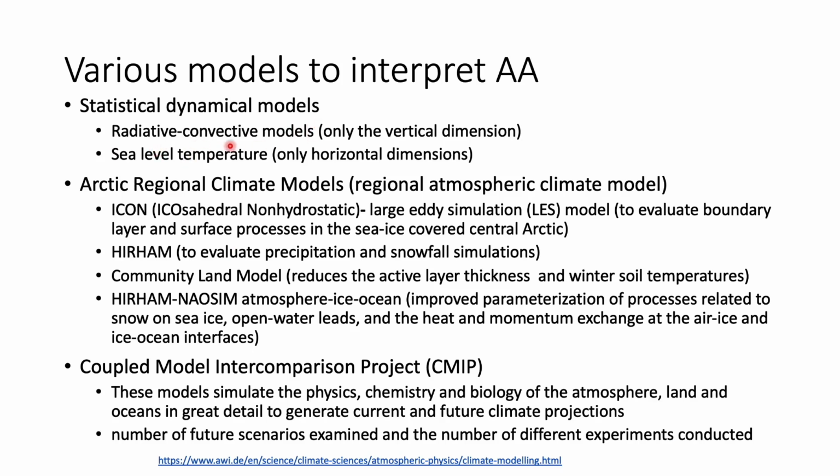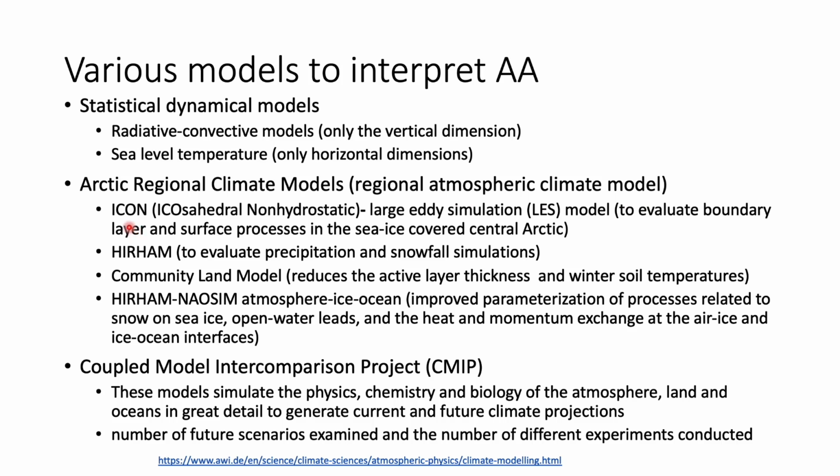So here, the radiative convective model uses only the vertical dimension, that is, vertically how much difference we have seen. And the next one is the sea level temperature model, where only the horizontal dimension is used. So these are all the statistical dynamic models. And then the Arctic regional climate model is mainly for the regional atmospheric climate.